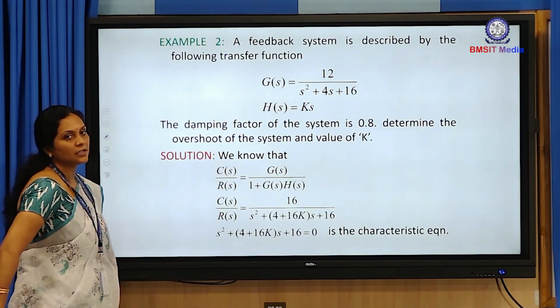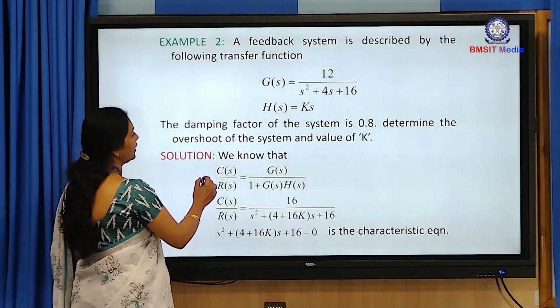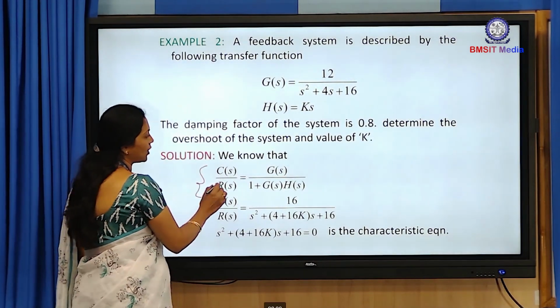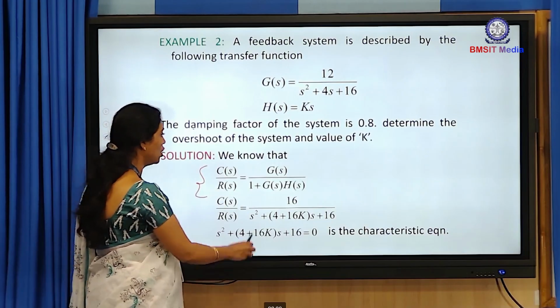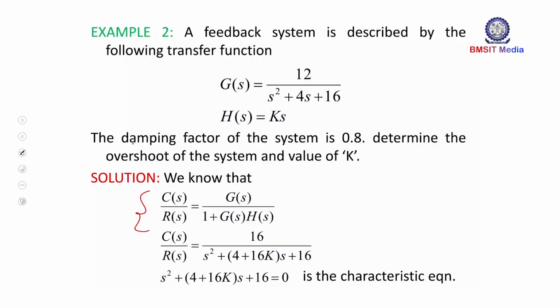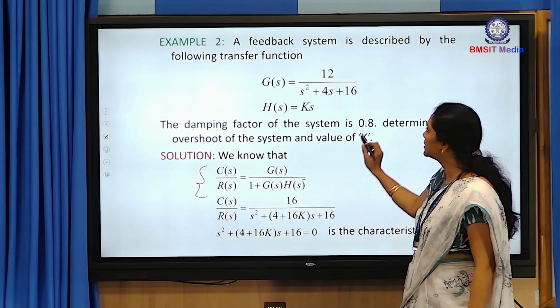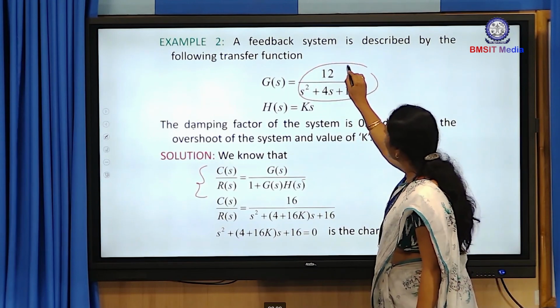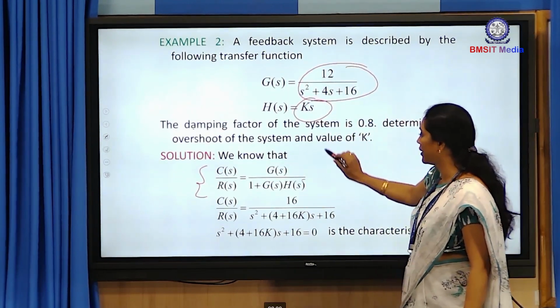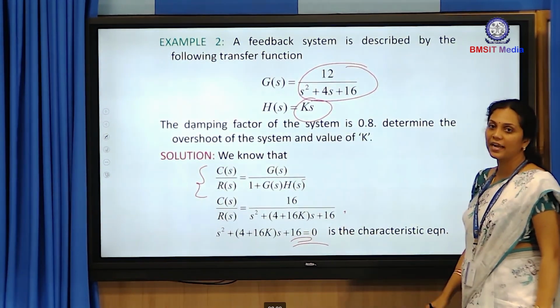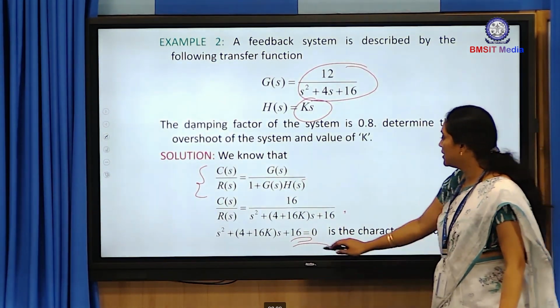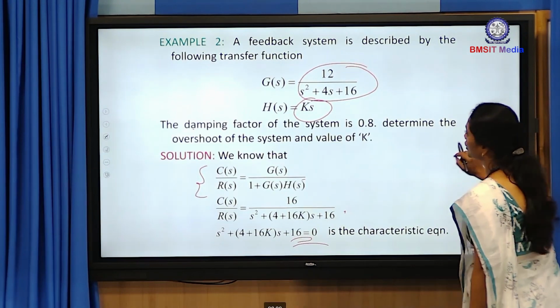Now we know the formula for a feedback system. So C of s by R of s is equal to G of s by 1 plus G of s into H of s. So I substitute the value of G of s and H of s, which I know here, and I brought it into the standard quadratic equation format. So this is our standard quadratic equation format.